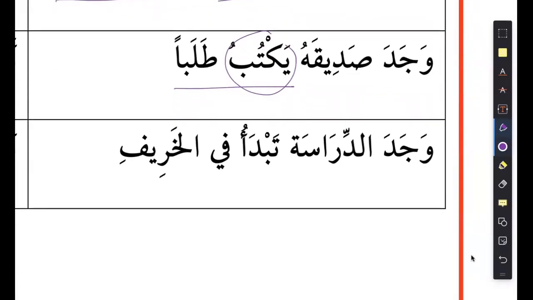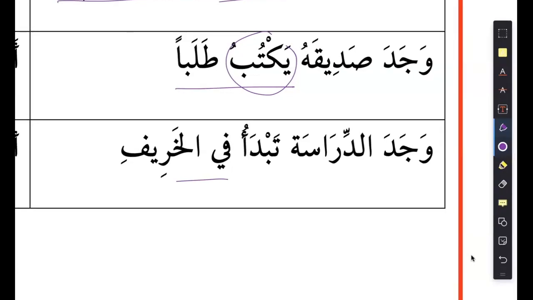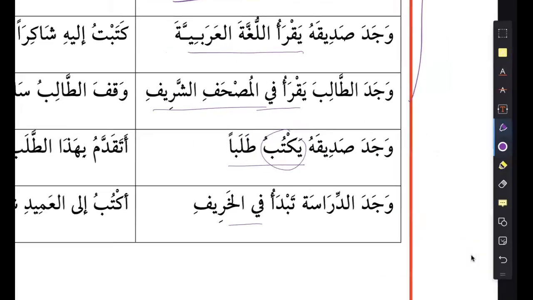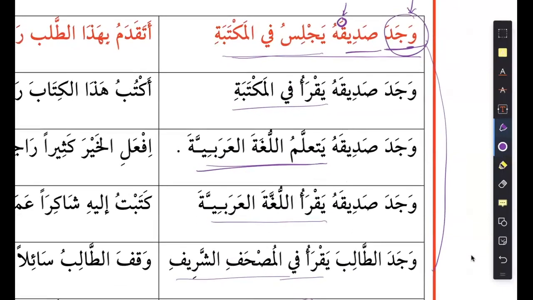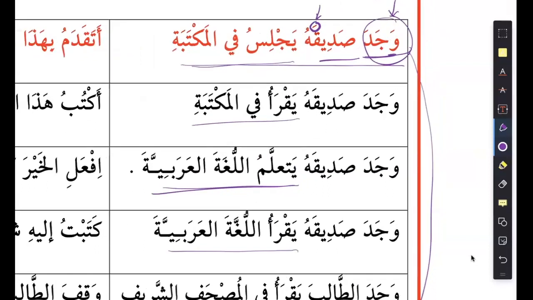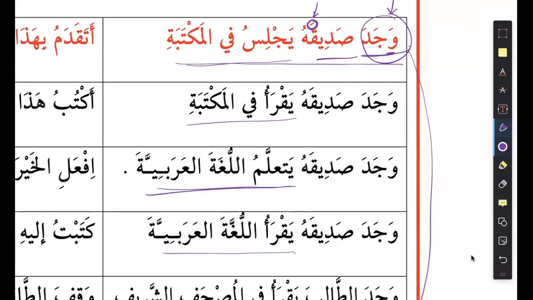Okay, and then wajada dirasa tabda'u fil kharif. He found the semester begins in kharif. Who remembers what kharif is? It is fall, right? Kharif is fall. So as you can see, all of them have a similar pattern. So this exercise, I would assume, is trying to get you used to this kind of sentence structure, and it's a little bit grammatical.